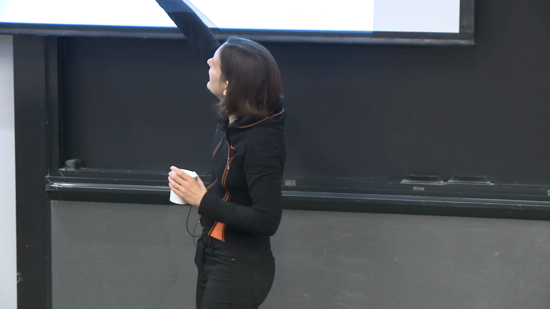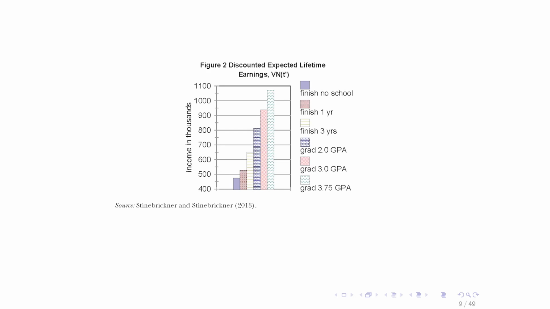So the height means something here. You're implying something from the height. And therefore, that's pretty bad, because if you look at the actual data on this graph, the people who finish 1 year of school make a little over 500, so $500,000 over a lifetime. And the people who finish with a 3.75 GPA make almost 1,100. So that means these guys make about twice as much, which is a lot.